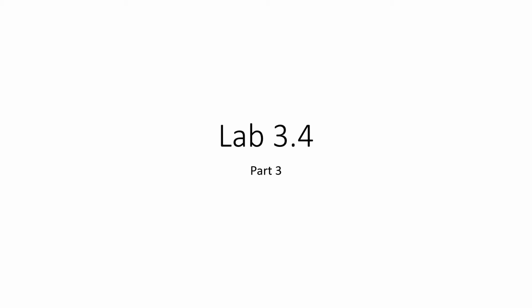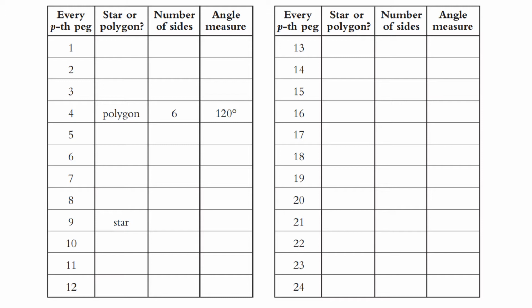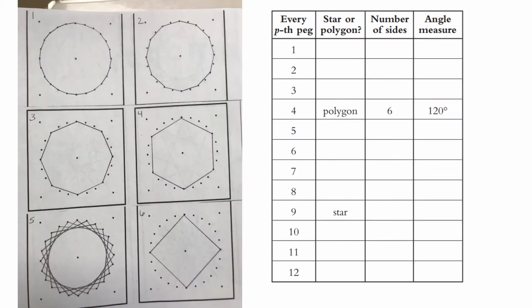Hi everybody, so this is going to be the last part of lab 3.4, which I also have been calling 3.3. It's okay, it's the same thing, but here's the last part. So this chart is what we've been filling in, working through. You should already have star or polygon filled in, a number of sides, but we'll review that again. And as a reminder, 1 through 12, each one of those has a match, 13 through 24, so we'll figure that out as well.